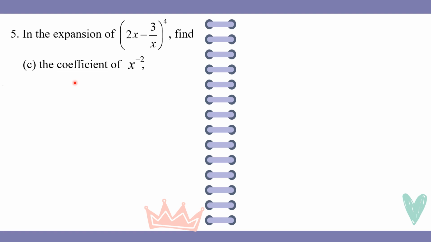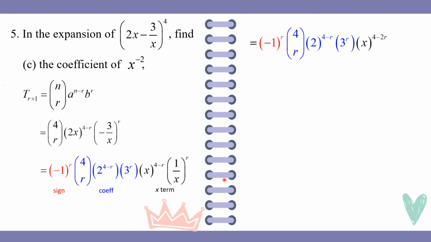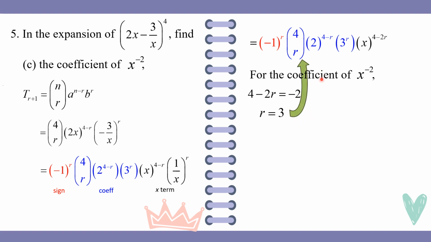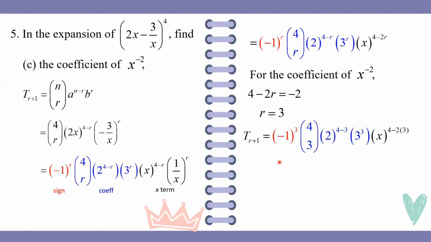The next specific term that we are looking for will be the coefficient of x power negative 2. We'll use the general term, and likewise, our objective is to find the value of r here. For the coefficient of x to the power of negative 2, this power here must be equal to negative 2. So 4 minus 2r will be equal to negative 2. That will give us r equals 3. We'll substitute back into this expression here, and it will give us this general term here with r equals 3.